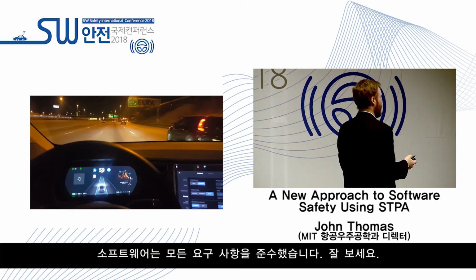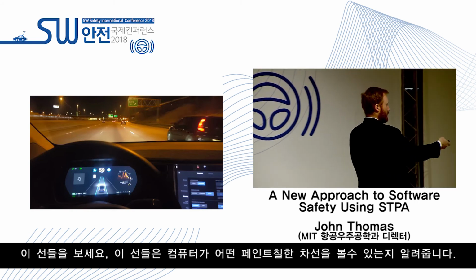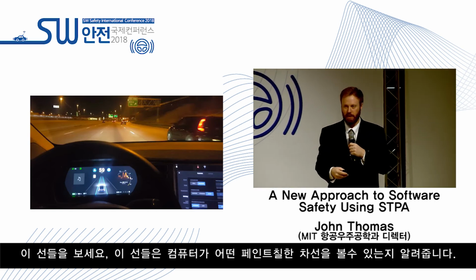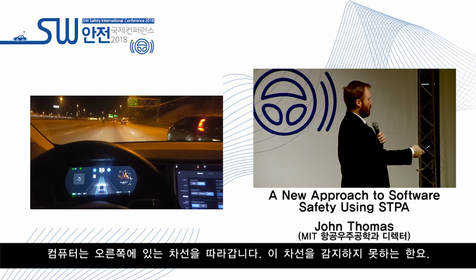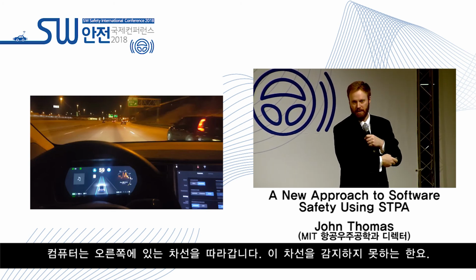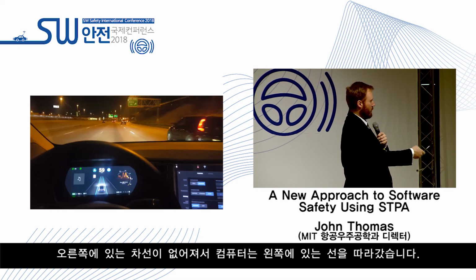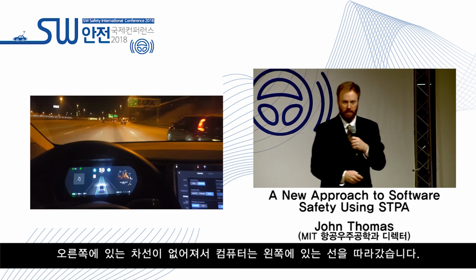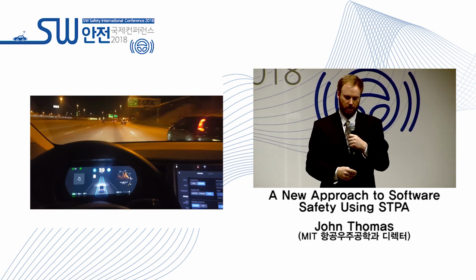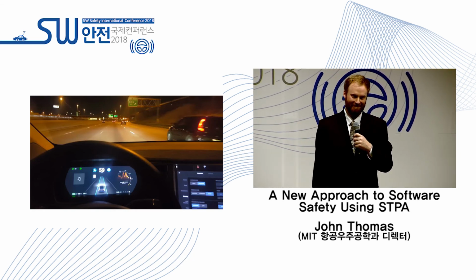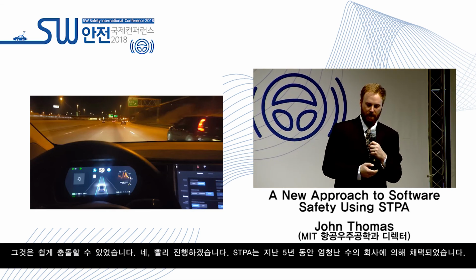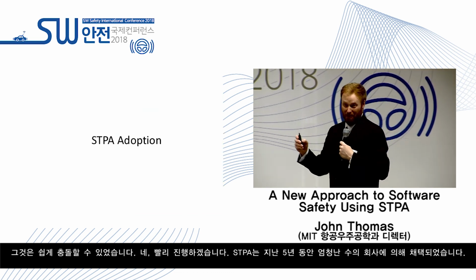Watch carefully. See these lines? These tell you which painted lines the computer can see. The computer follows the one on the right unless it is not detected. The line on the right was lost, so the computer followed the line on the left. It could have easily been a crash. Okay, I'll go very quickly.